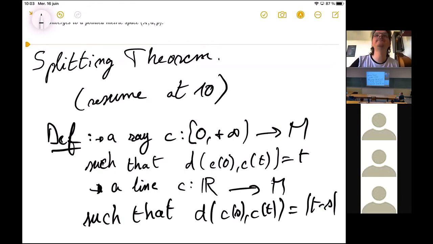Okay, so maybe to get a feel of this definition, the question is the following. Assume you have a geodesic, which you don't know is a line, but you know that on R plus, for positive times, it is a ray, and for negative times it is a ray. Is it a line?